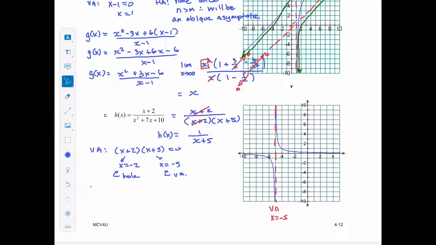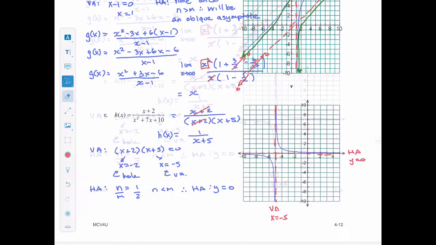The next thing we're going to calculate is the horizontal asymptote. Basically, I have to look at the function. My n, in this case, is 1 over my m, which is 2. So n is less than m. Therefore, my horizontal asymptote is going to be y is equal to 0. Which again, if I transfer that over, that makes sense. That's the horizontal asymptote, y is equal to 0.